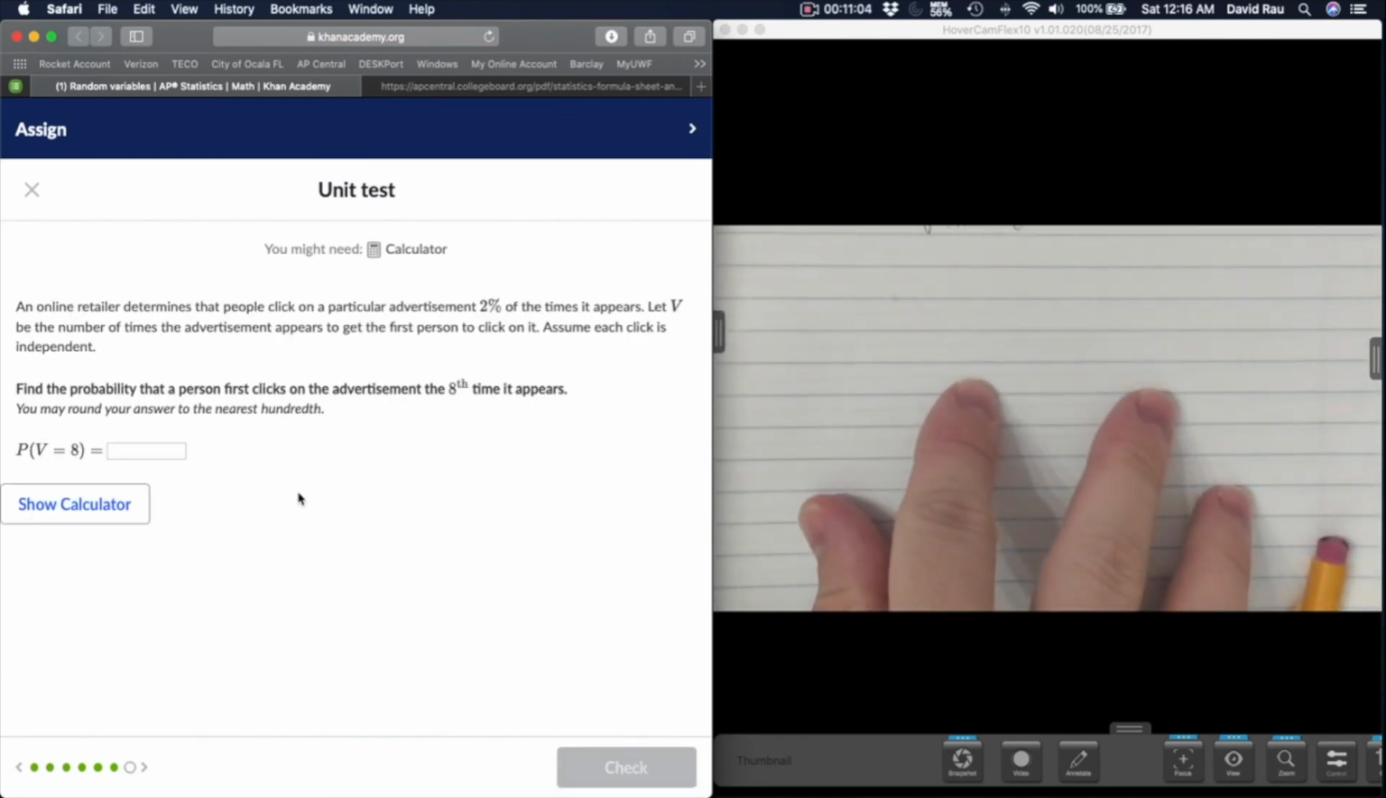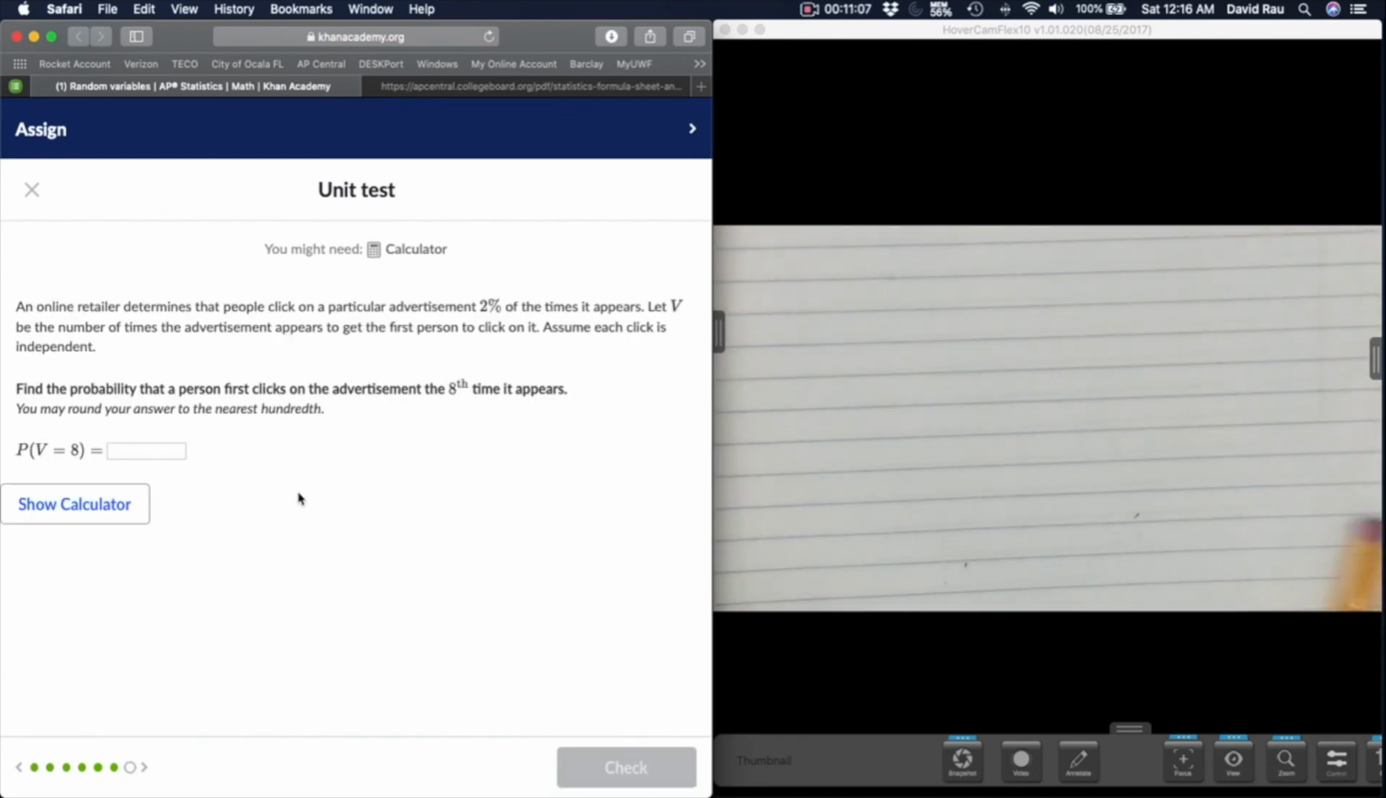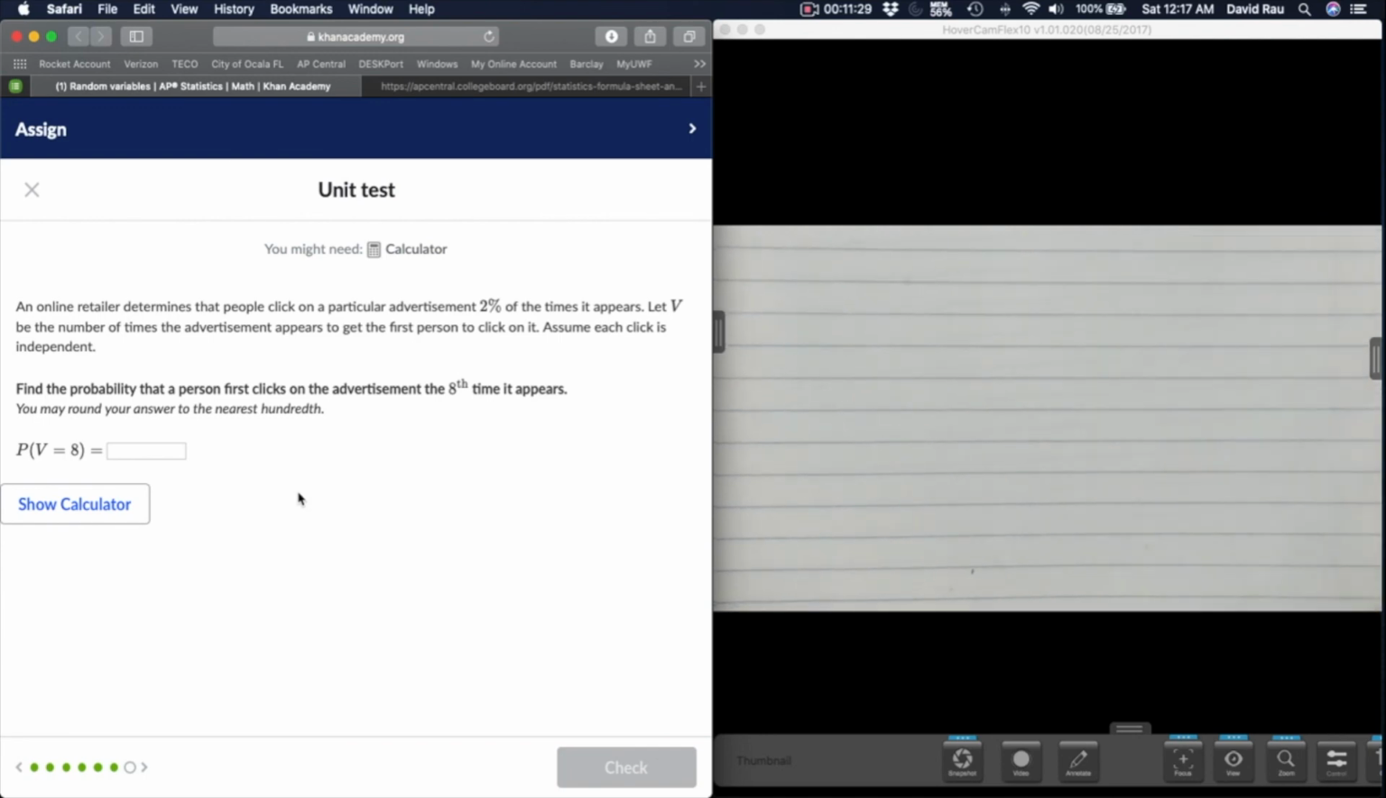All right, up next. People click on a particular advertisement 2% of the time. Let V be the number of times an advertisement appears to get the first person to click. Now again, right there when they say the amount of times to get the first, that automatically means geometric. Assume each click is independent. So find the probability that a person first clicks on the advertisement on the 8th time.